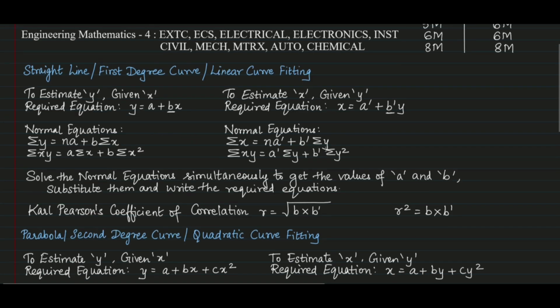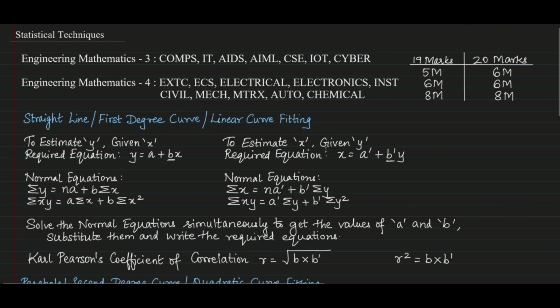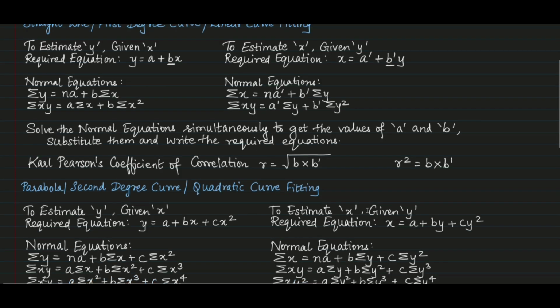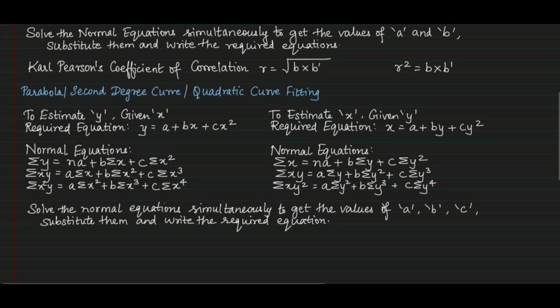Now, there are chances that in straight line fitting or linear curve fitting, they may ask one line or both the lines to be fitted. But when it comes to parabola or second degree curve fitting, they will ask only one equation to be fit. Either they'll ask y is equal to a plus bx plus cx square, or they'll ask x is equal to a plus by plus cy square.